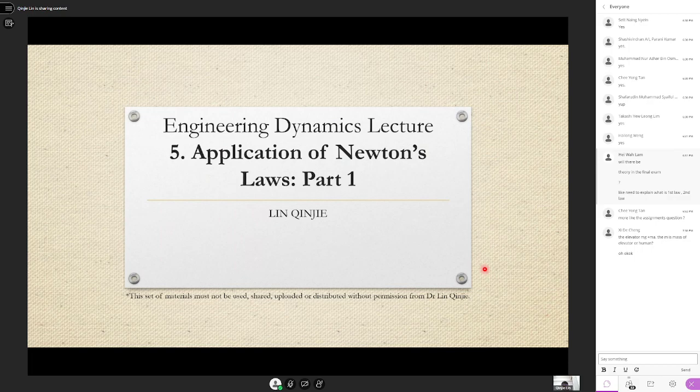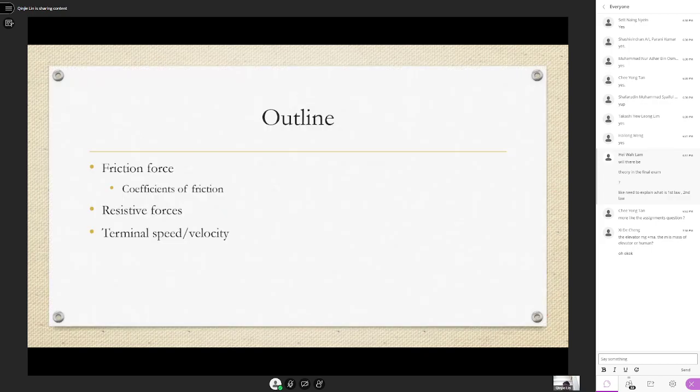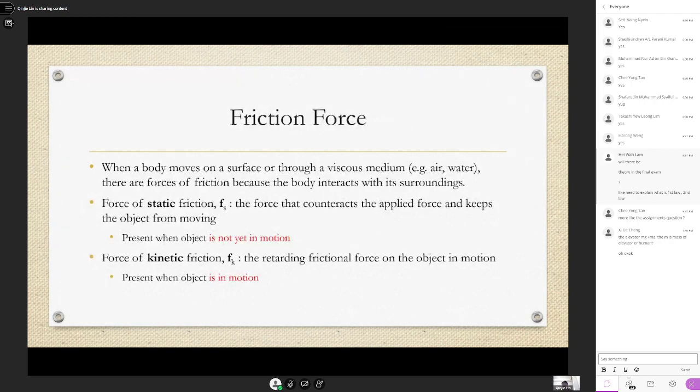So no other questions, then we move on to application of Newton's laws, part one. Just now it's already on Newton's laws, now we go to part one. In this part it's actually about the same thing, just that we add friction to the bodies that we are talking about. Just now when we drew the free body diagram, there was no resistive force, no friction. But in real life, there's friction trying to stop the object.